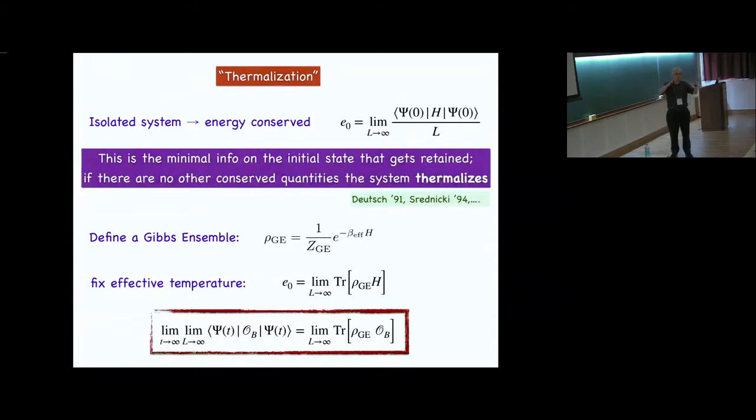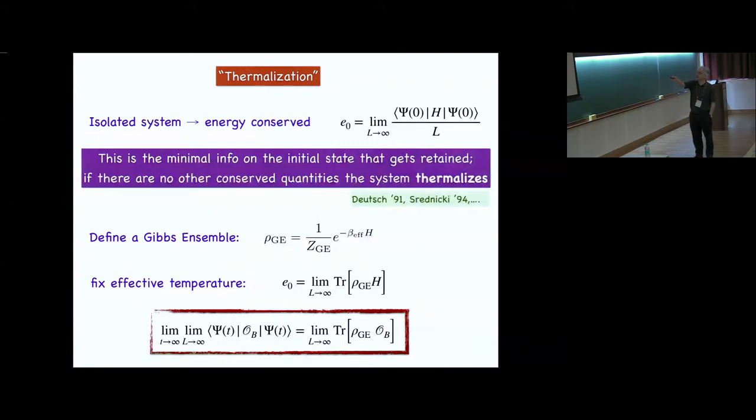So for the field theorists amongst you, please note I'm now talking about lattice models, so momentum is not extensive for lattice models. If I dealt with a field theory, I would basically work with two, energy and momentum, but because I deal with a lattice model, I only have energy.